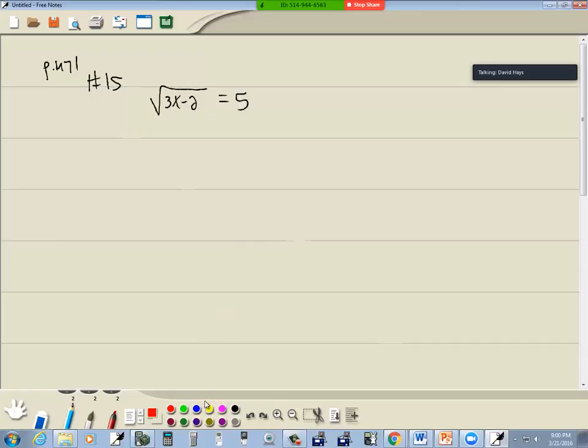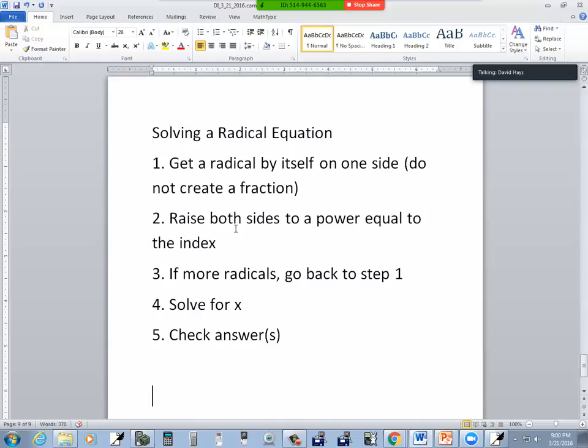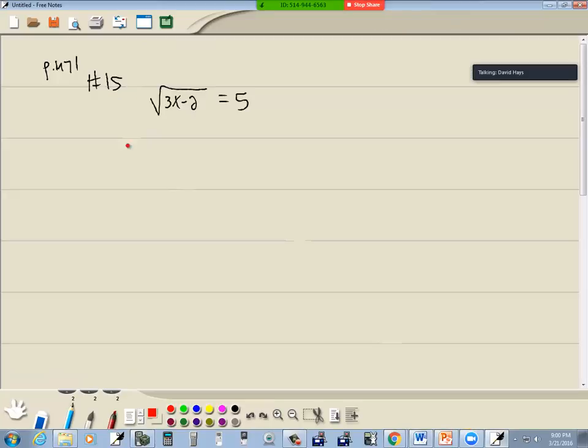Well, that's done. Step 2, raise both sides to a power equal to the index. Remember, the index is whatever number's in this little slot right here. And if there is no number, it's by default 2. So here we'll square both sides. Now what you'll find is when your index matches the power you're raising it to, they cancel each other away. So that gives us 3x minus 2, and 5 squared is 25.